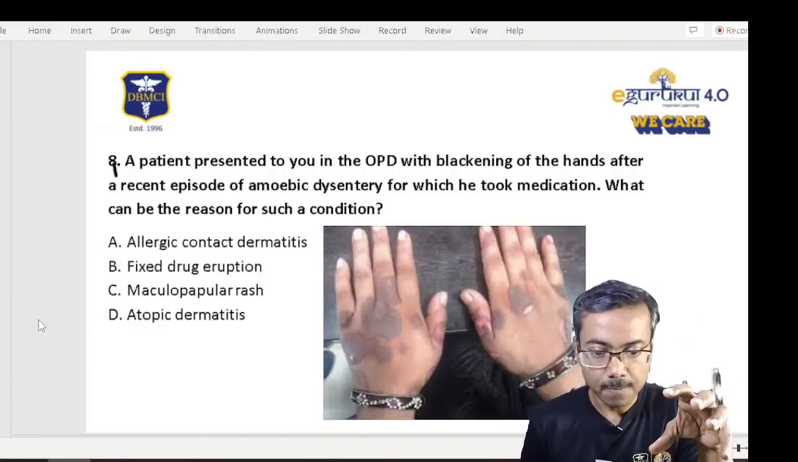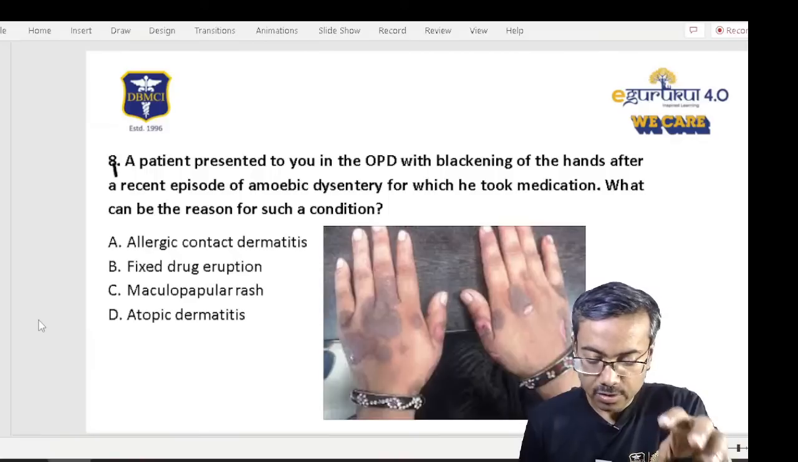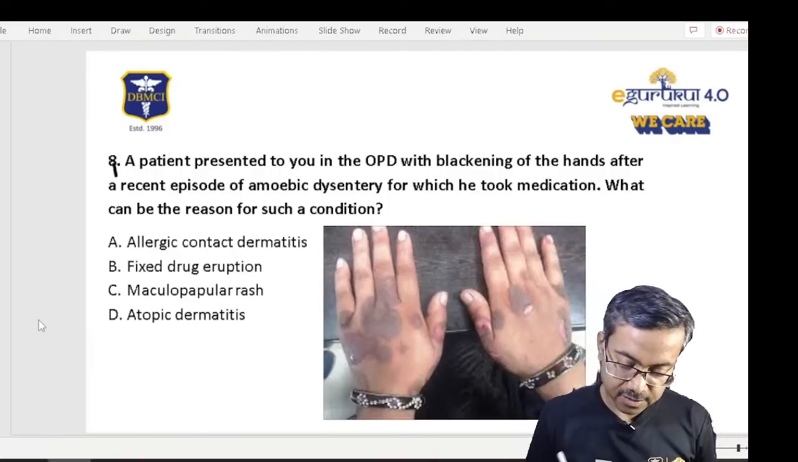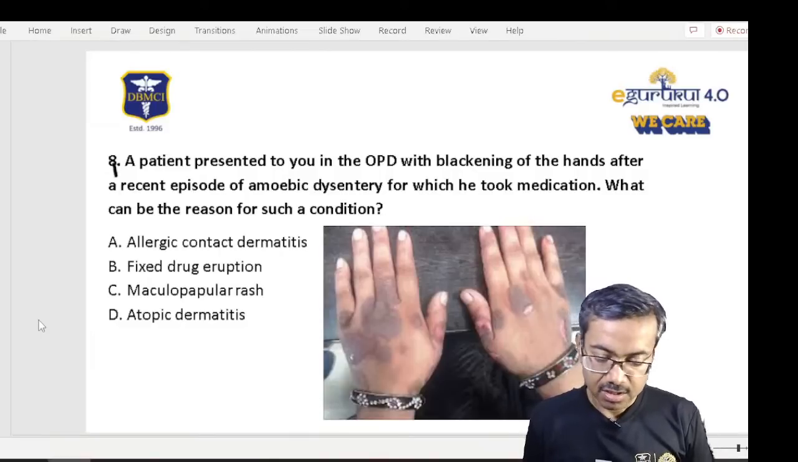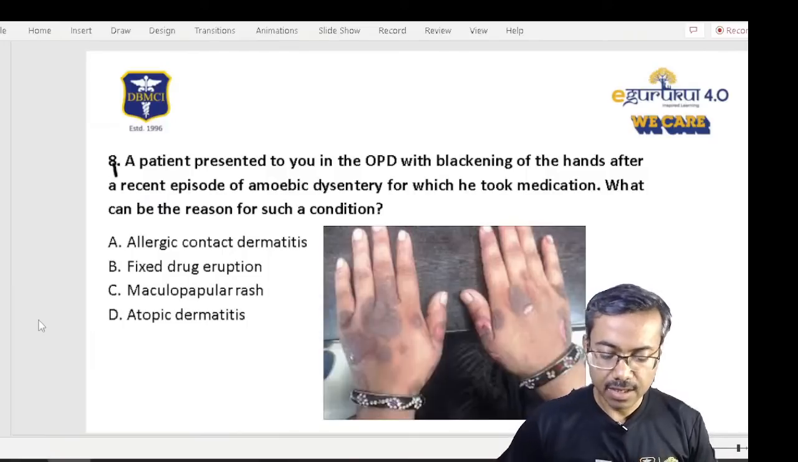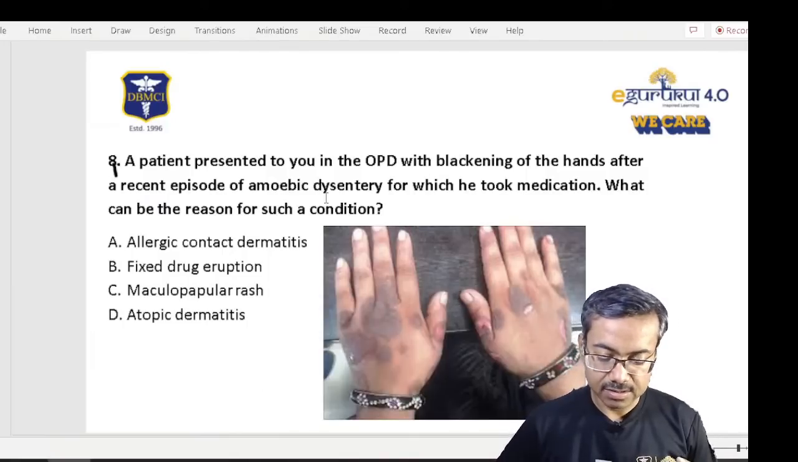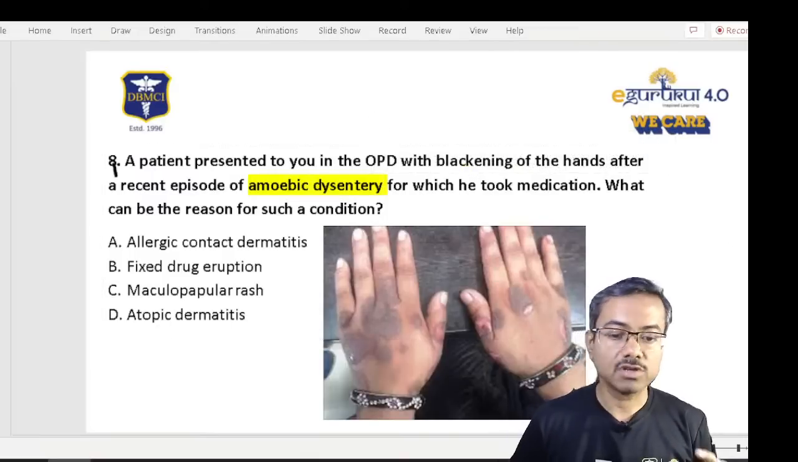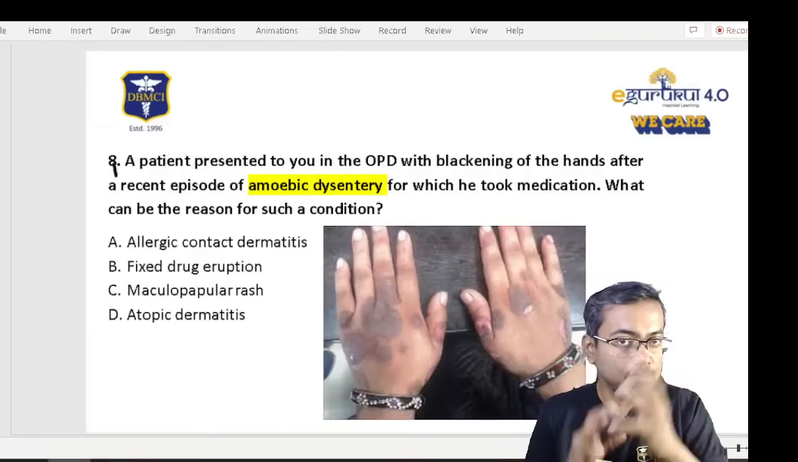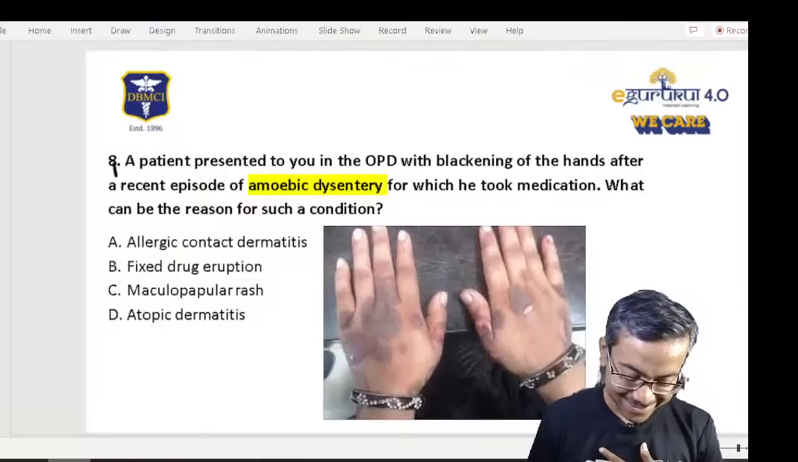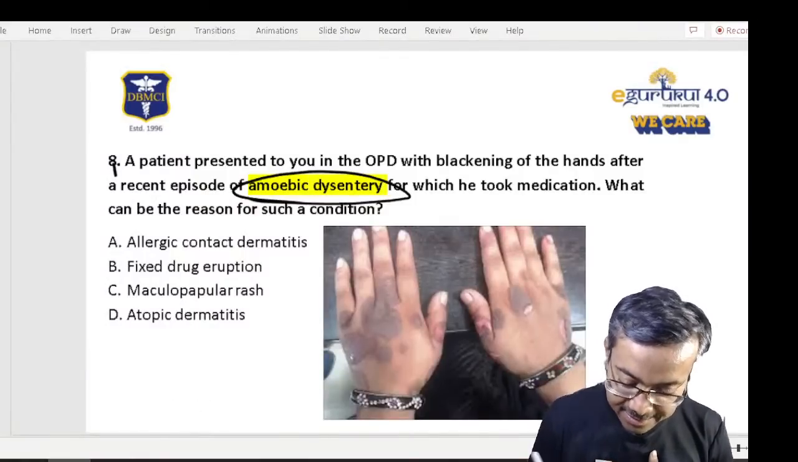Ninth question. A patient presented to you in the OPD with blackening of the hands after a recent episode of amoebic dysentery for which medicine was taken. What can be the reason for such a condition? Typically, the moment they say amoebic dysentery, see what I focused on. This is just my modification, because I somehow can't use my pen. Oh, my pen has come back.